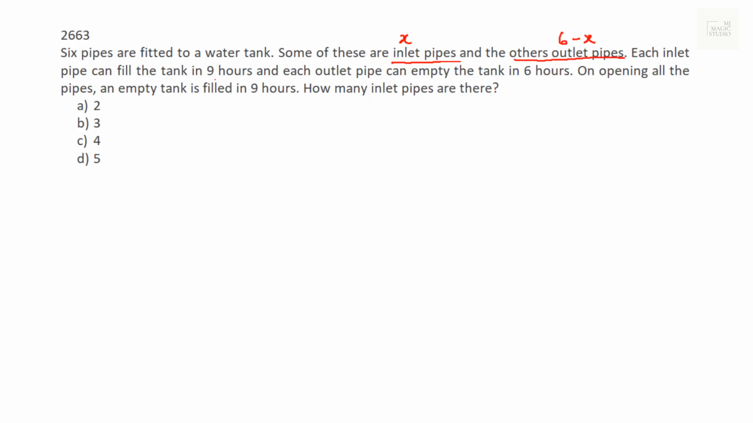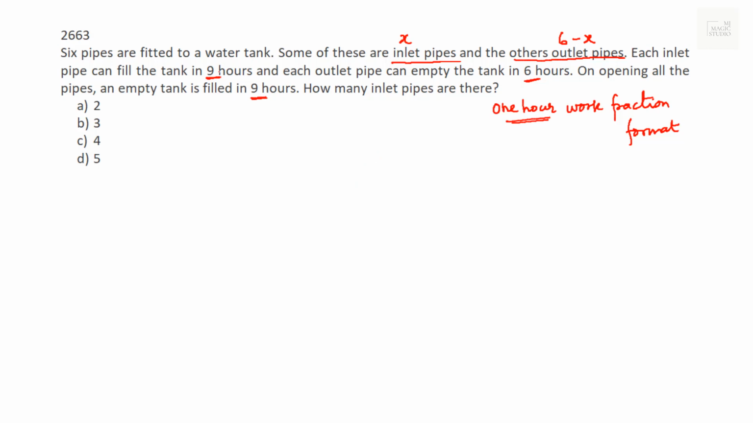Each inlet pipe can fill the tank in 9 hours, and each outlet pipe can empty the tank in 6 hours. On opening all the pipes, an empty tank is filled in 9 hours. How many inlet pipes are there? Here the easiest way out is to use the 1 hour work fraction format. How much work is done in 1 hour?